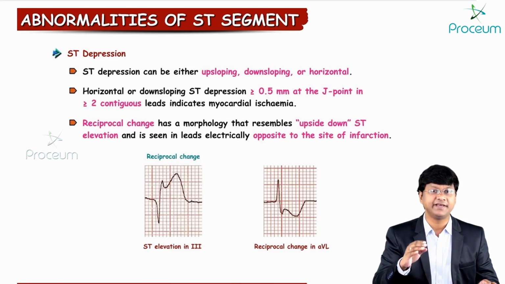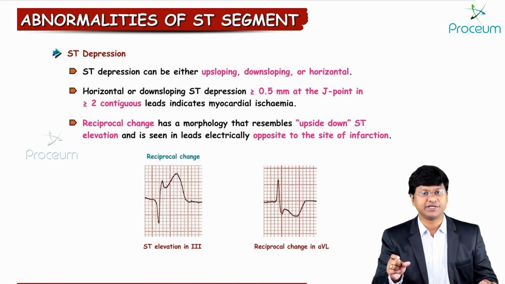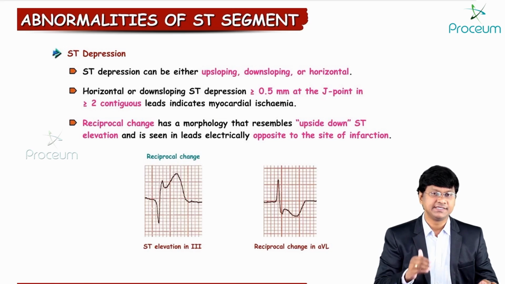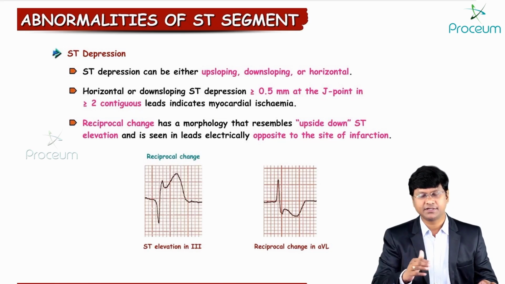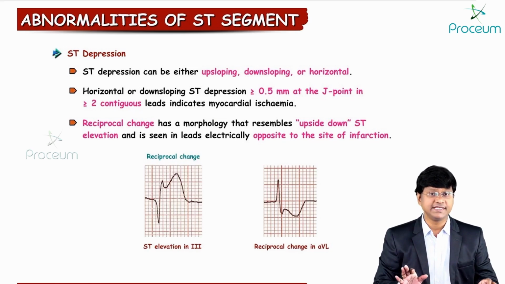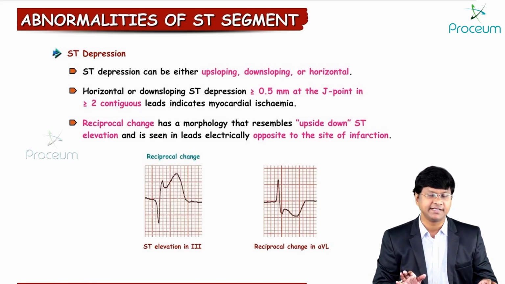In the mnemonic ELEVATION, N is non-occlusive vasospasm, that is Prinzmetal angina. Then A, B: A stands for acute pericarditis, and B stands for Brugada syndrome. So these are all the conditions where you will have ST segment elevation.